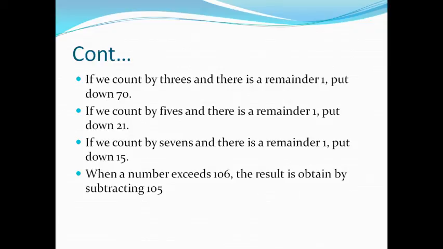Then the second solution he provided is: if we count by 3, the remainder is 1, put down 70. If we count by 5, the remainder is 1, put down 21. If we count by 7, the remainder is 1, put down 15. When the number exceeds 106, the result is obtained by subtracting 105. Here, he does not explain why he subtracts 105, or why he has taken the numbers 70, 21 and 15.